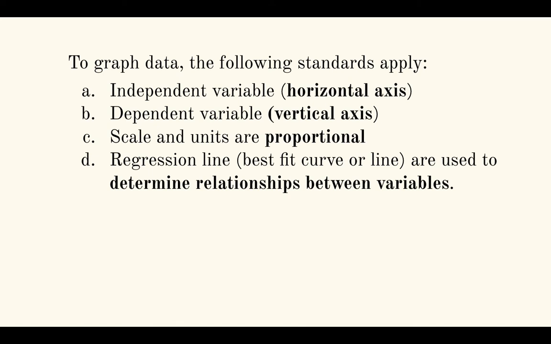Now, to graph data, the following standards usually apply. When you're graphing data, you put your independent variable on the horizontal axis, and you put your dependent variable on the vertical axis. Scales and units are proportional. You don't go 1, 100, 120. You proportion them out so that the difference between 1 and 10 and 10 and 19 are the same. Regression lines, best fit curves or lines, are used to determine the relationships between variables. Is it a direct relationship? Is it an inverse relationship?